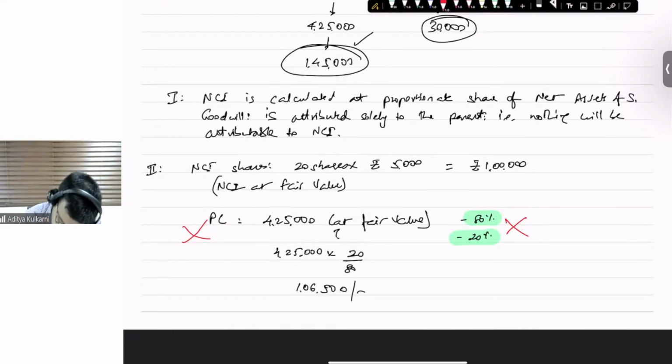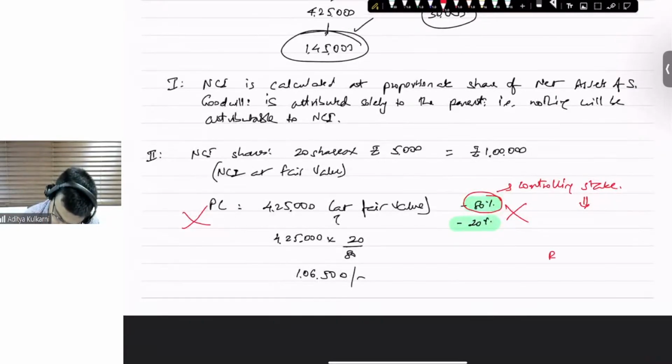See, this is a controlling stake. Sir, what do you mean by controlling stake? Controlling stake means it is giving you the ability to take decisions of S Limited also. That means Reliance Industries Limited, suppose it has a market cap of 1 lakh. I'm keeping it very simple.